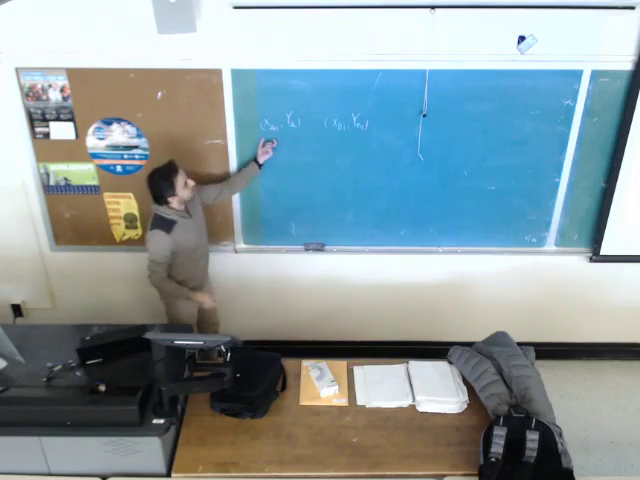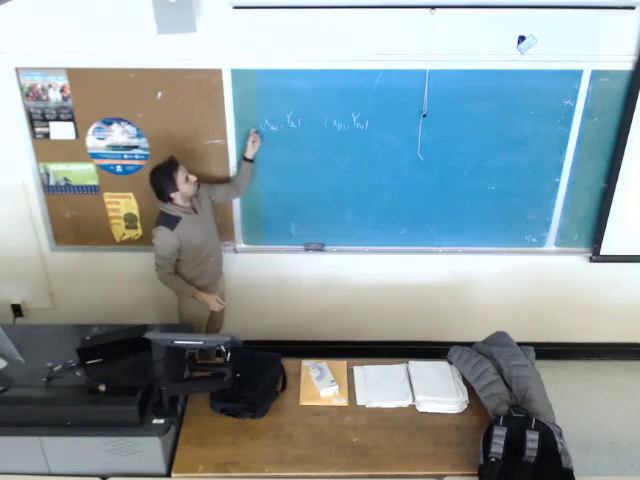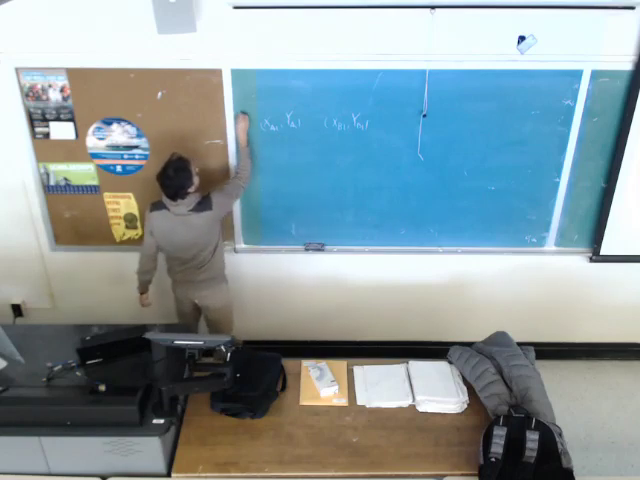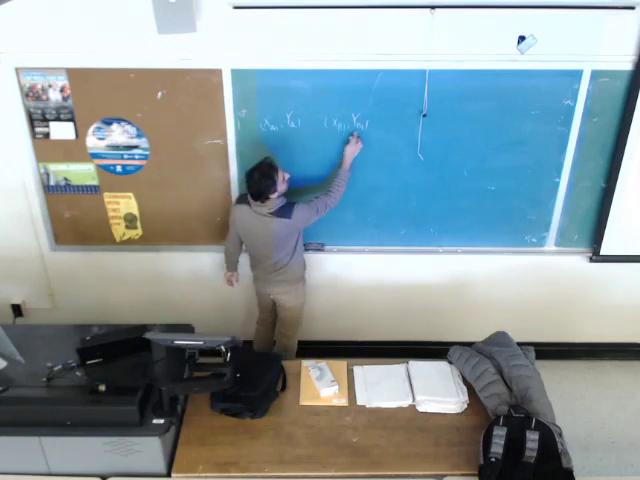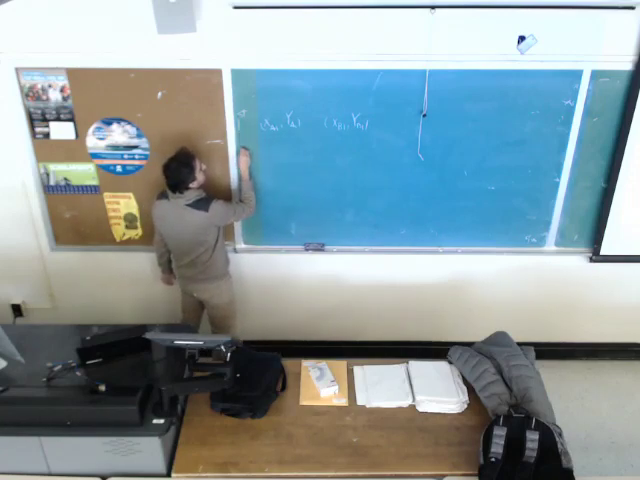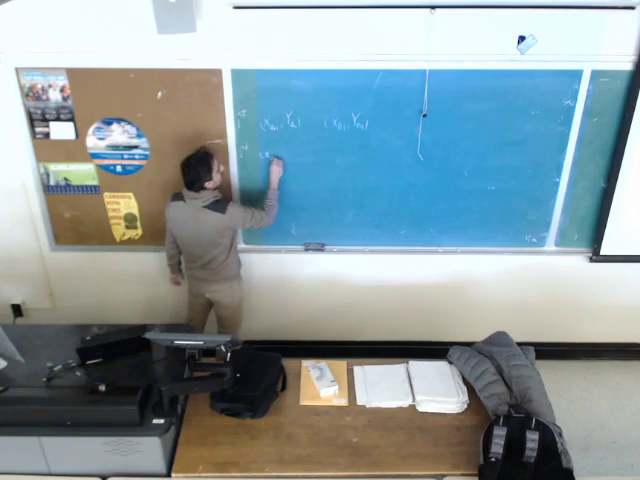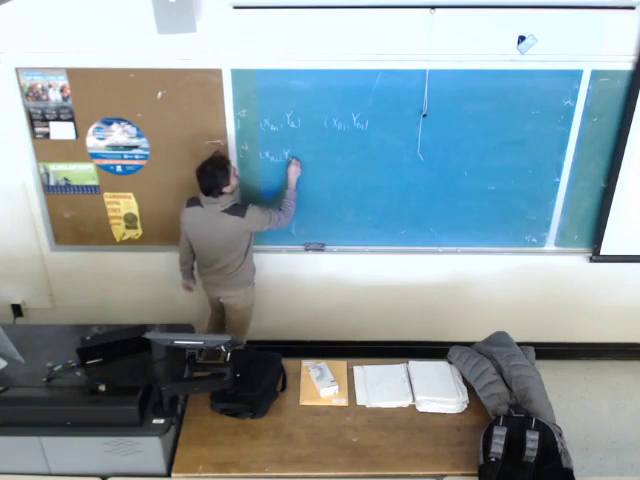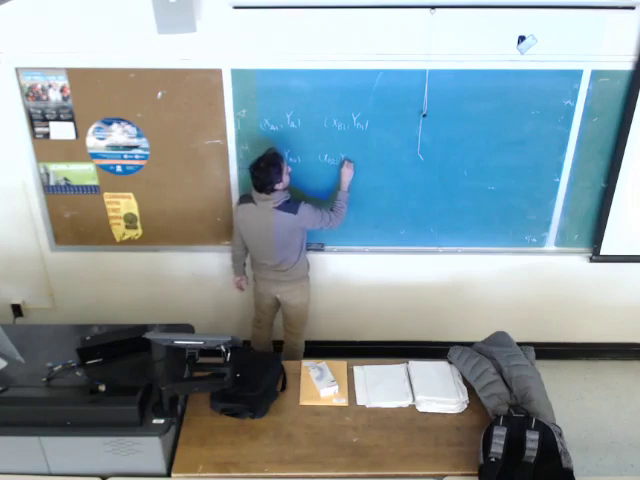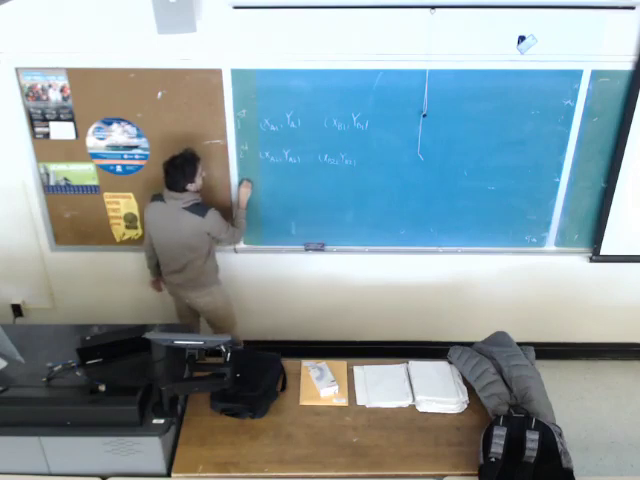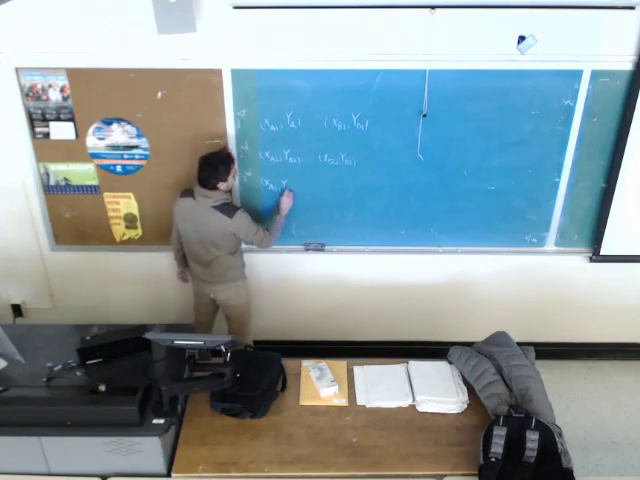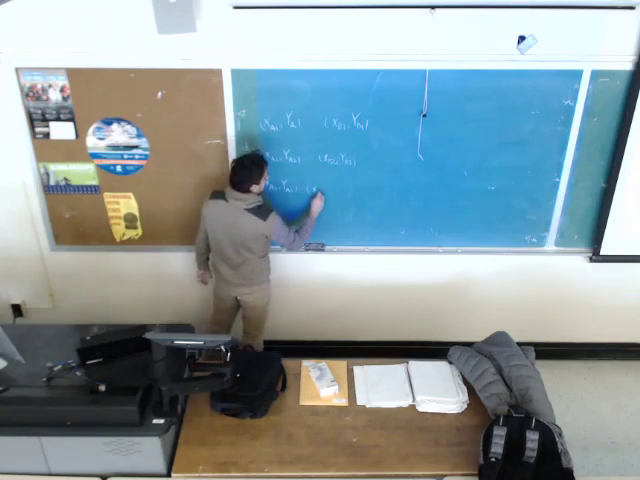So x A1, y A1 is the coordinates of joint A at the first precision point. First, x B1, y B1 is the coordinates of joint B at the first precision point. Second is going to be x A2, y A2, and x B2, y B2. Third, x A3, y A3, x B3, y B3.